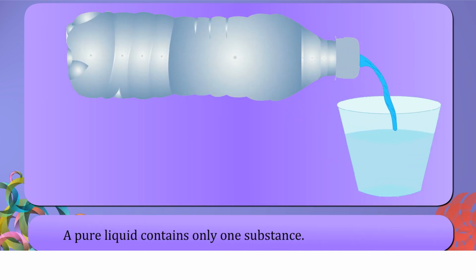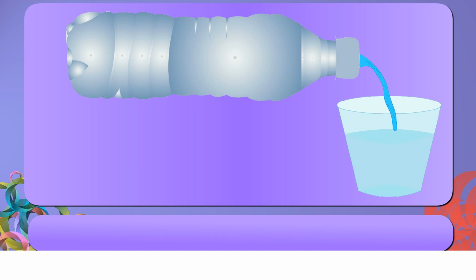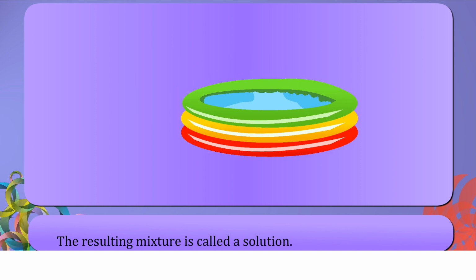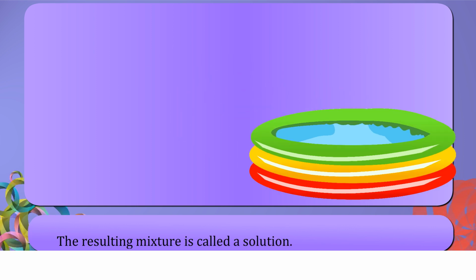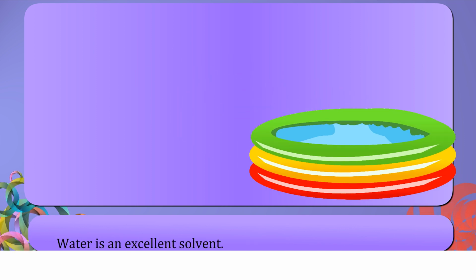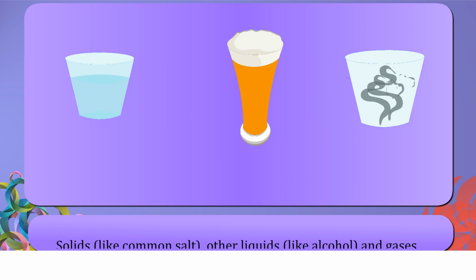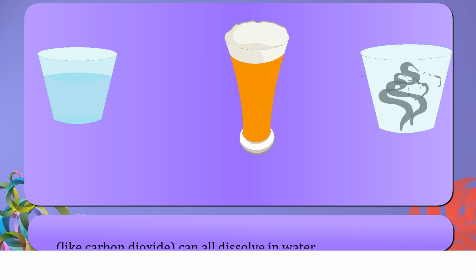A pure liquid contains only one substance. Most liquids dissolve other substances. The liquid is the solvent and the substance being dissolved is the solute. The resulting mixture is called a solution. Water is an excellent solvent. Solids like common salt, other liquids like alcohol, and gases like carbon dioxide can all dissolve in water. They are said to be soluble in water.